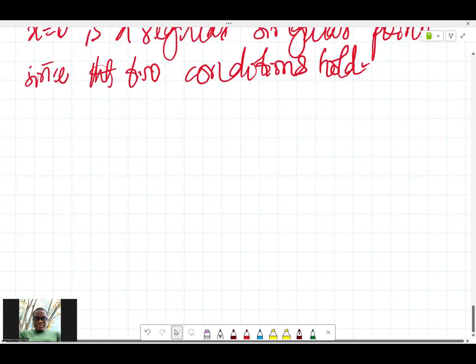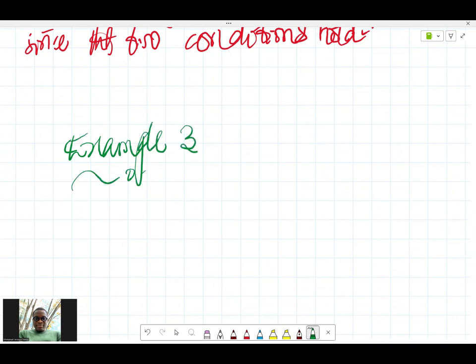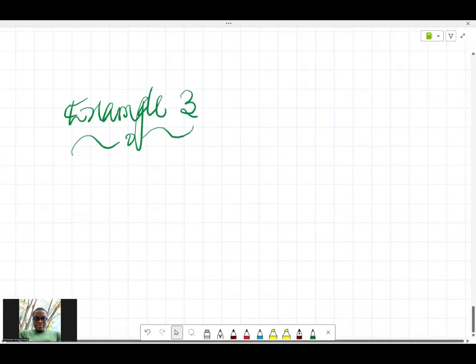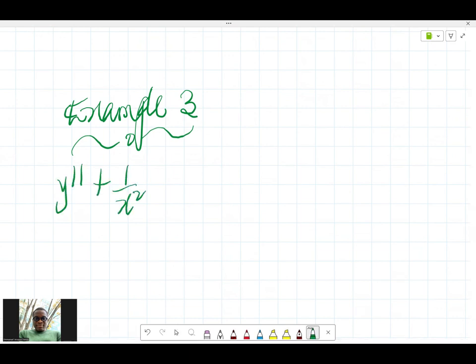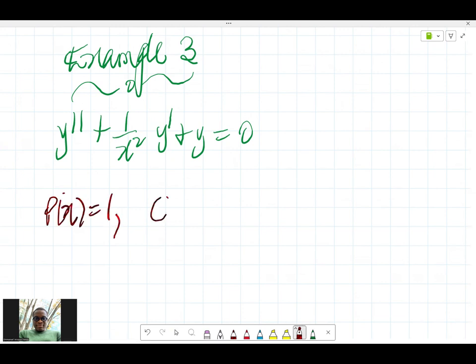So let's now go for example 3. In the case of example 3, imagine you have y prime prime plus y prime over x squared plus y equals 0. Here we have p of x equal to 1, q of x equal to 1 over x squared, and r of x also equal to 1.